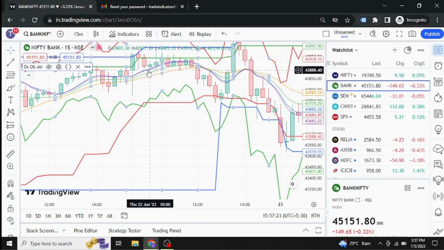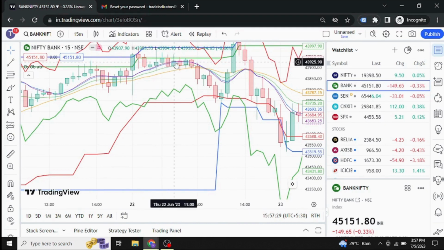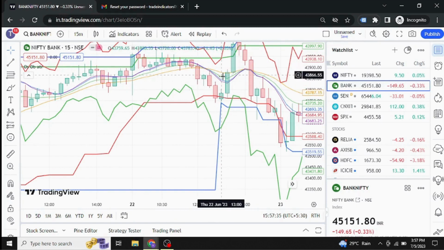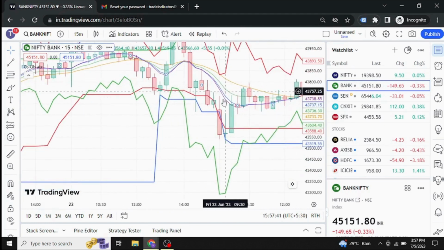So if you see over here, they are very close to each other. It's slightly a sideways market only. 1, 2, 3, 4, 5, 6, 7, 8. And from here onwards, there was a slight change. If you see, this gap is also bigger than this gap. So again here, there was a downfall.